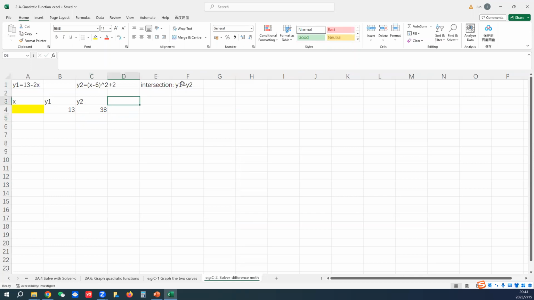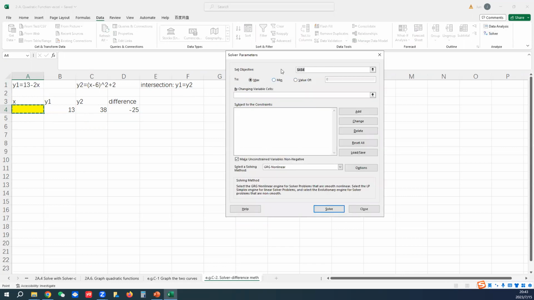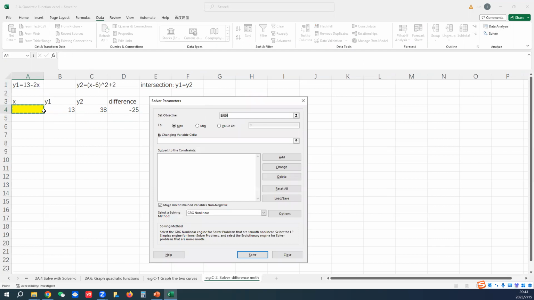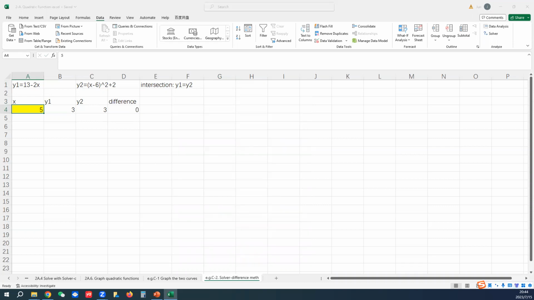Okay, so here, how can we make y1 equal to y2? That is when the difference between these two equal to 0. So that is our target. We are to find x so that the difference between y1 and y2 is eliminated. So now let's use solver to realize that goal. Okay, so what are we going to do? We're going to change the value of x so that the difference is eliminated. Okay, so let's solve it out.